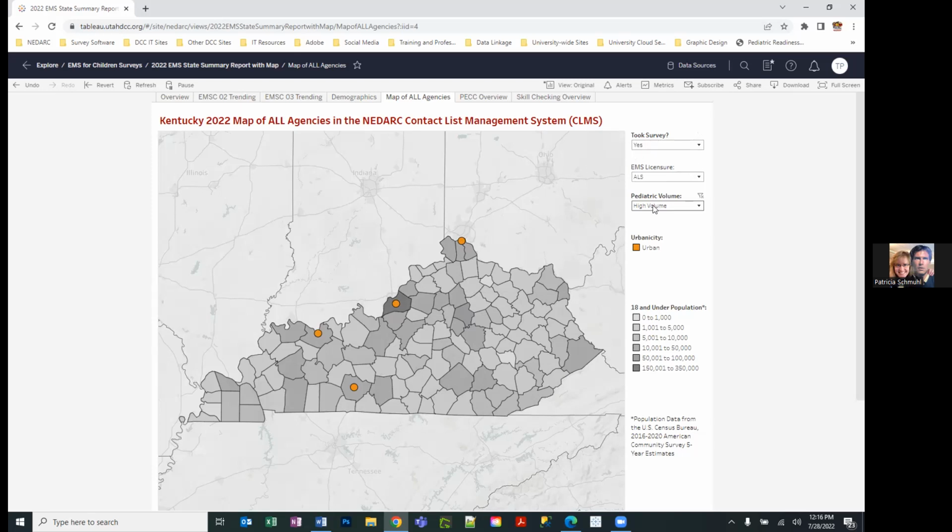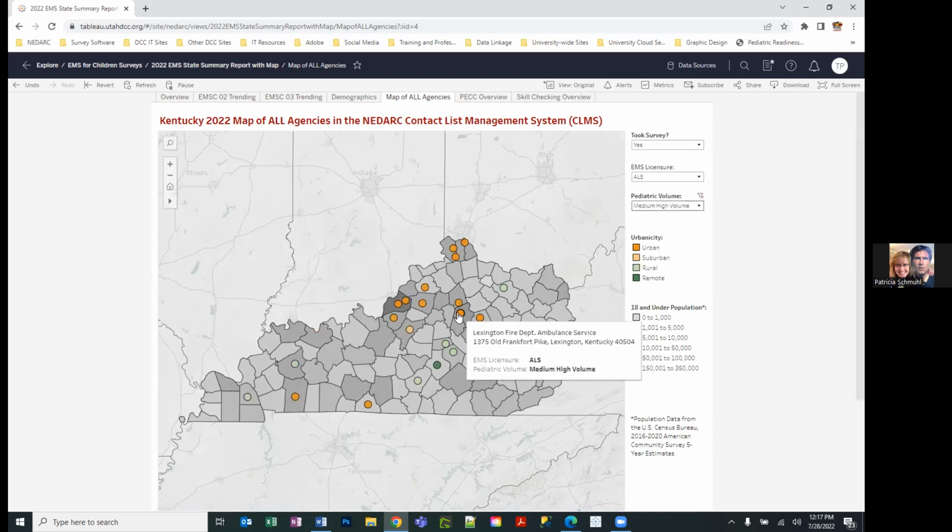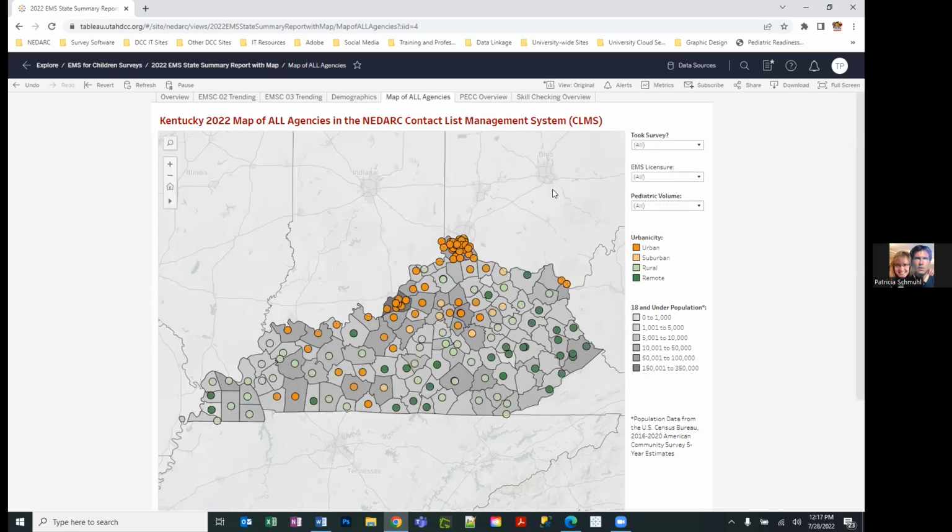So you can also look at volume and compare that to other areas on your map. You may find something that surprises you. You may find a county like this Fayette County that has 67,000 and wonder what's going on there. And, are they a medium high volume? And so they are medium high. So you can take a look at this and get a feel for your EMS system. So I'm going to take that filter off.